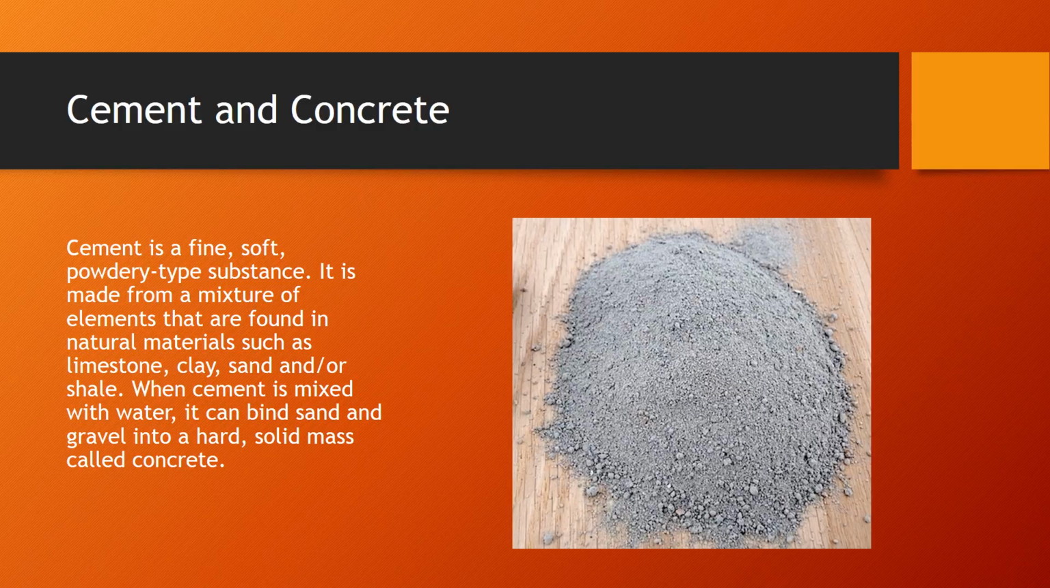Cement and concrete. Cement is a fine, soft, powdery type substance. It is made from a mixture of elements that are found in natural materials such as limestone, clay, sand, or shale. When cement is mixed with water, it combines sand and gravel into a hard, solid mass called concrete.